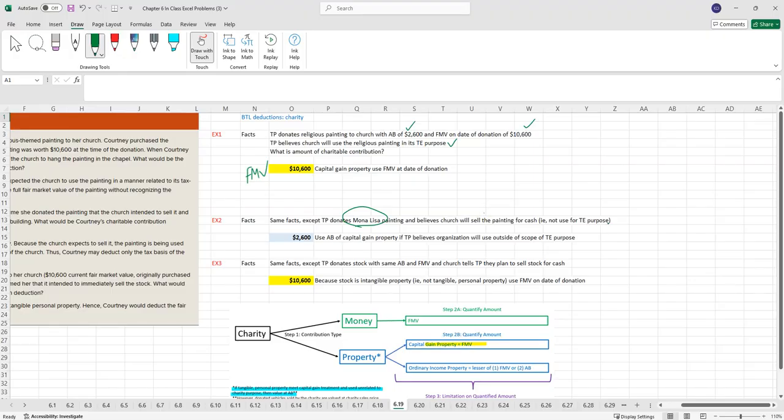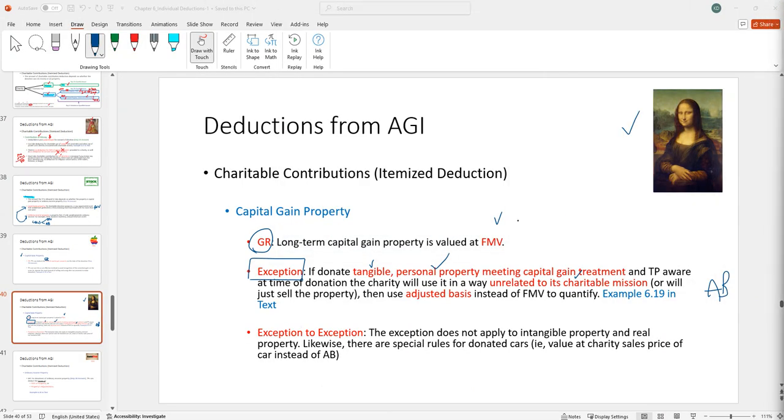They're just going to sell it. That is to say, they're not using it for the tax exempt purpose. Then we will use the adjusted basis. Okay? So you can look through those other examples there.